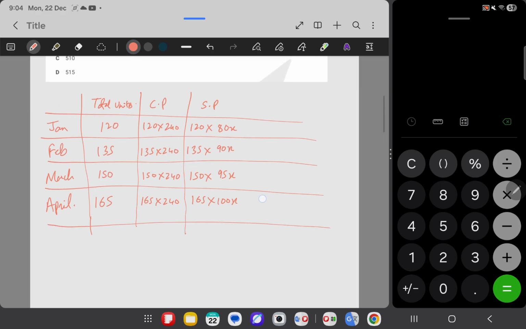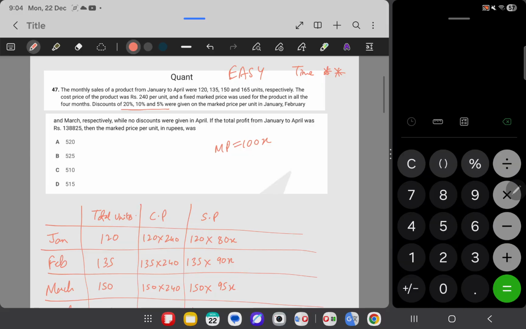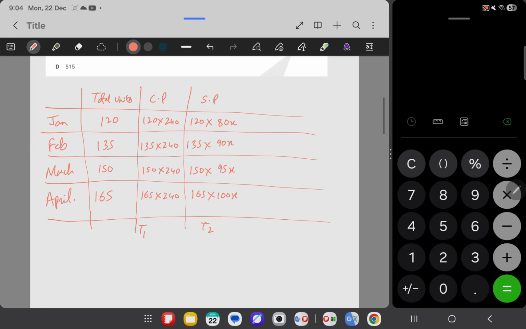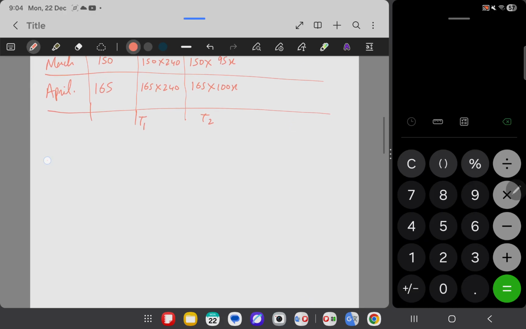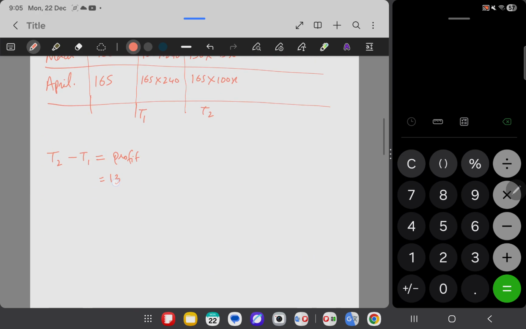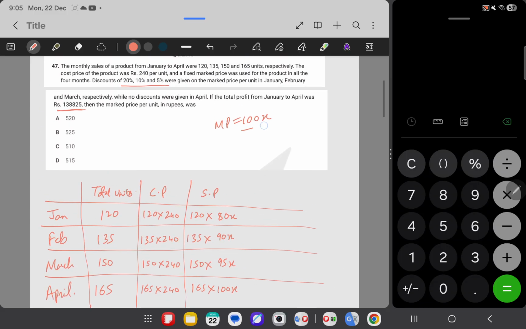So they are asking us the mark price per unit, and total profit is 138825. That means if we do the total of this T1 and do the total of this T2, T1 means the total cost price and T2 means the total selling price, and then if we do total selling price minus total cost price, we will get the profit, and profit is already given, 138825. So from here we can find the x, and 100x will be our answer.